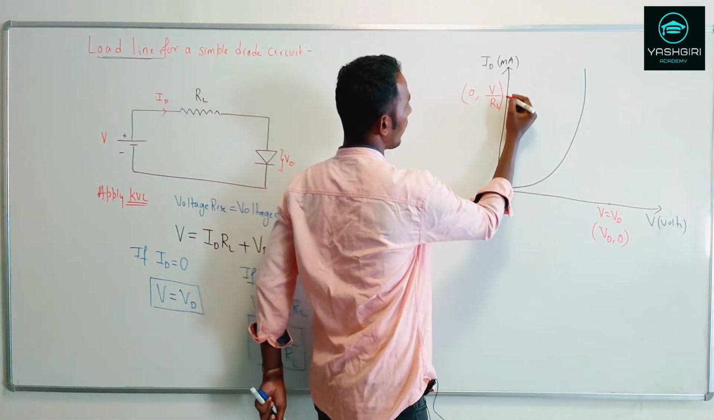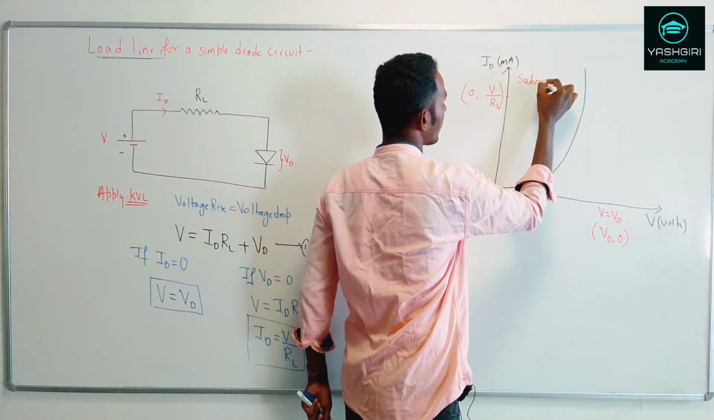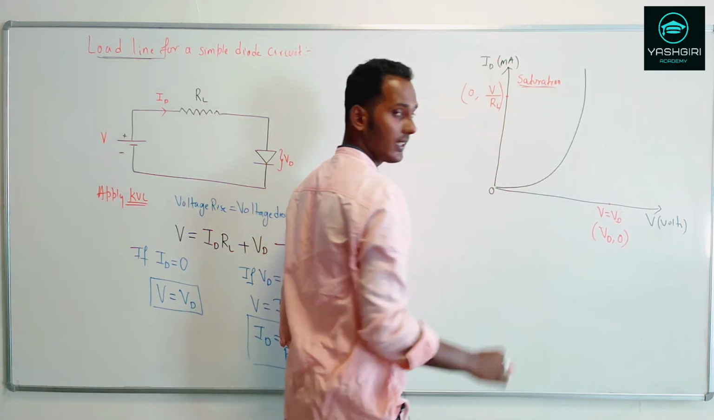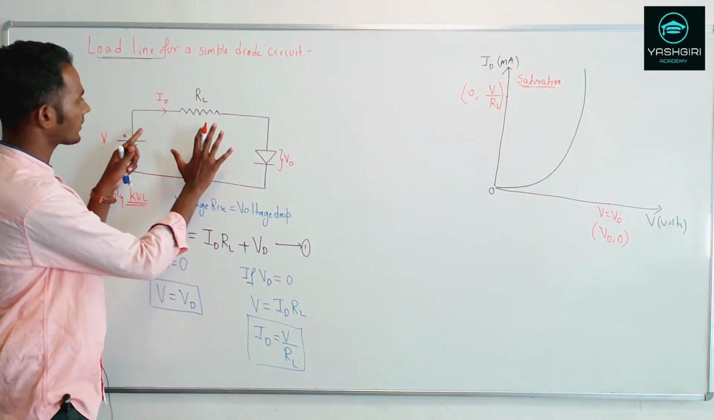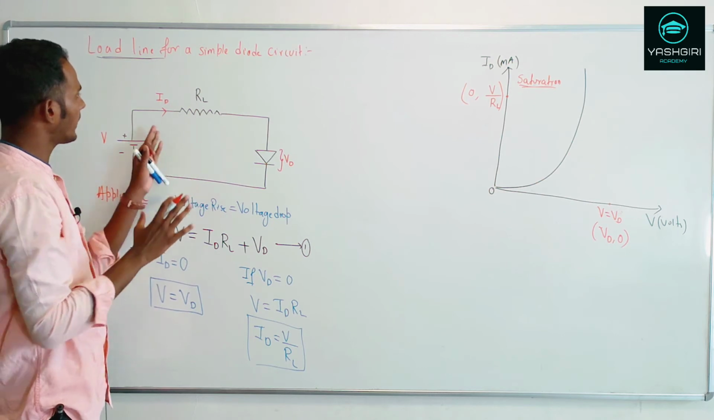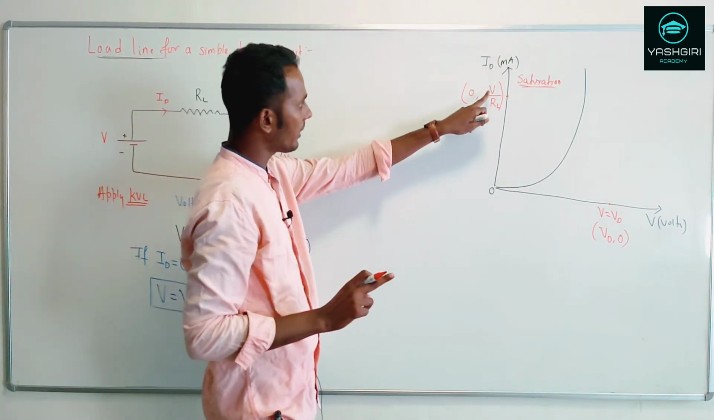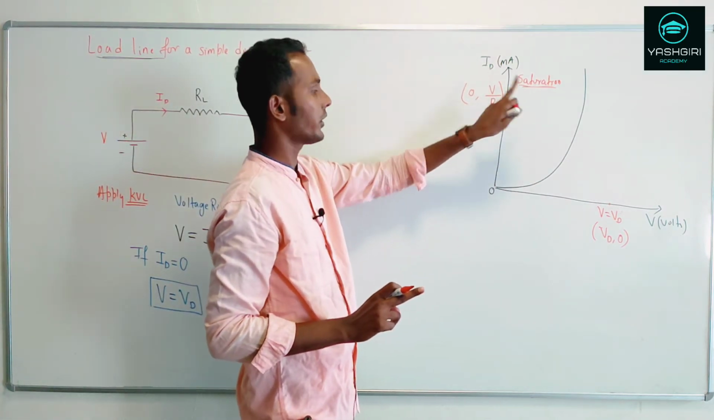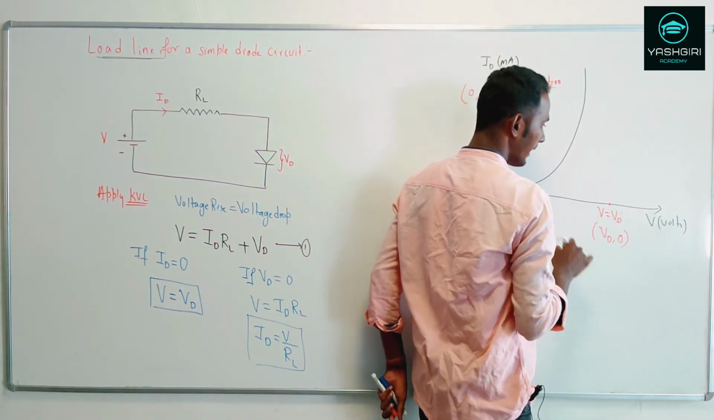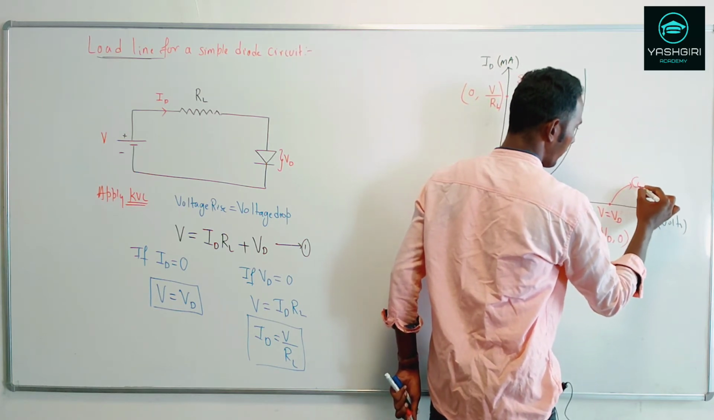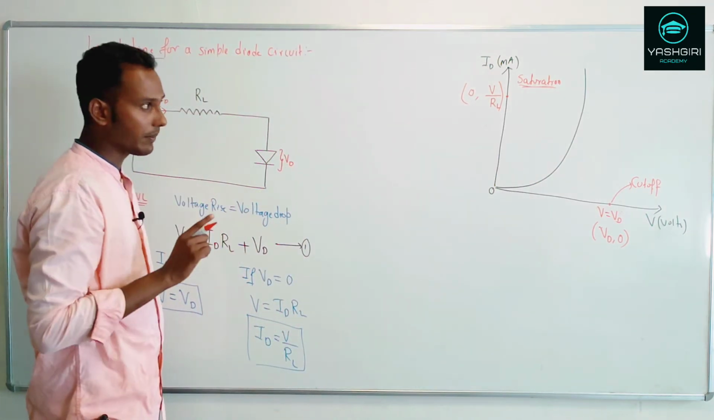Now this point we call the saturation point, because this is the point where the current in this circuit will be a maximum. If you see this circuit, it's a series connection, and in a series connection the current remains the same in the entire circuit. V by RL is the point where the current is a maximum, so I call it the saturation point, whereas this point on the x-axis I call the cutoff point, wherein the current in the circuit will be a minimum.